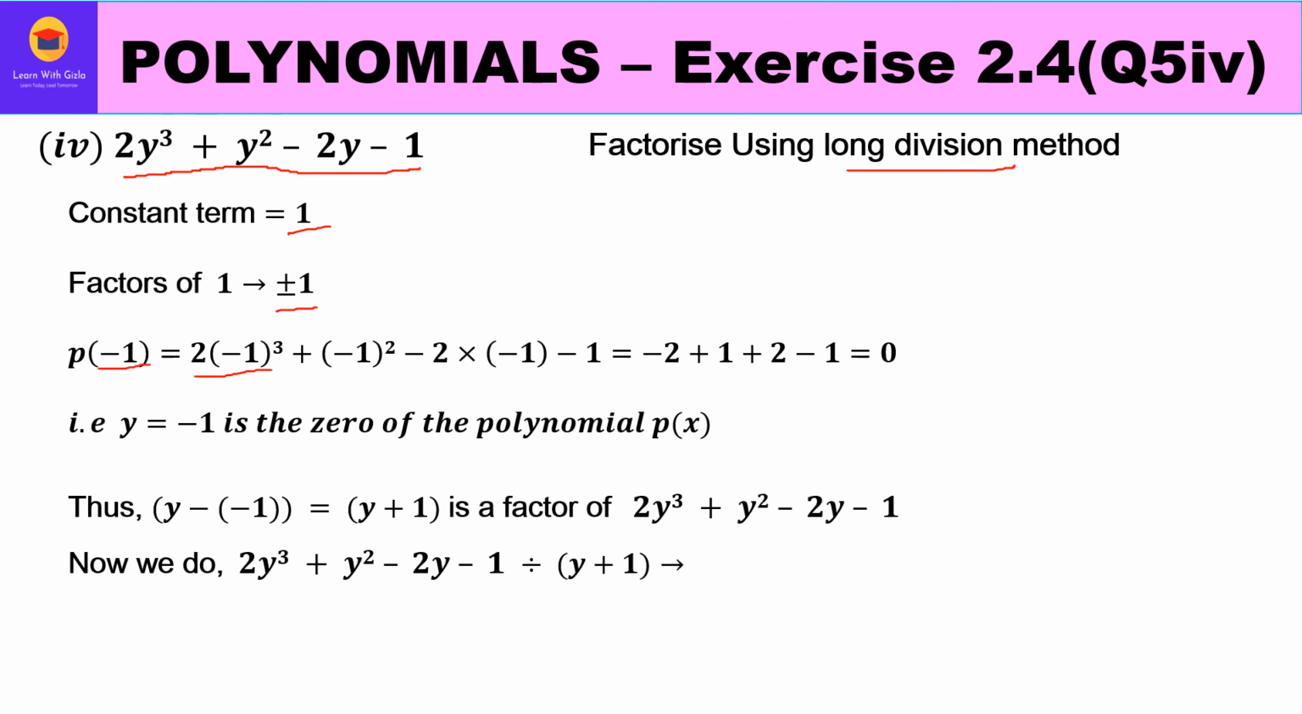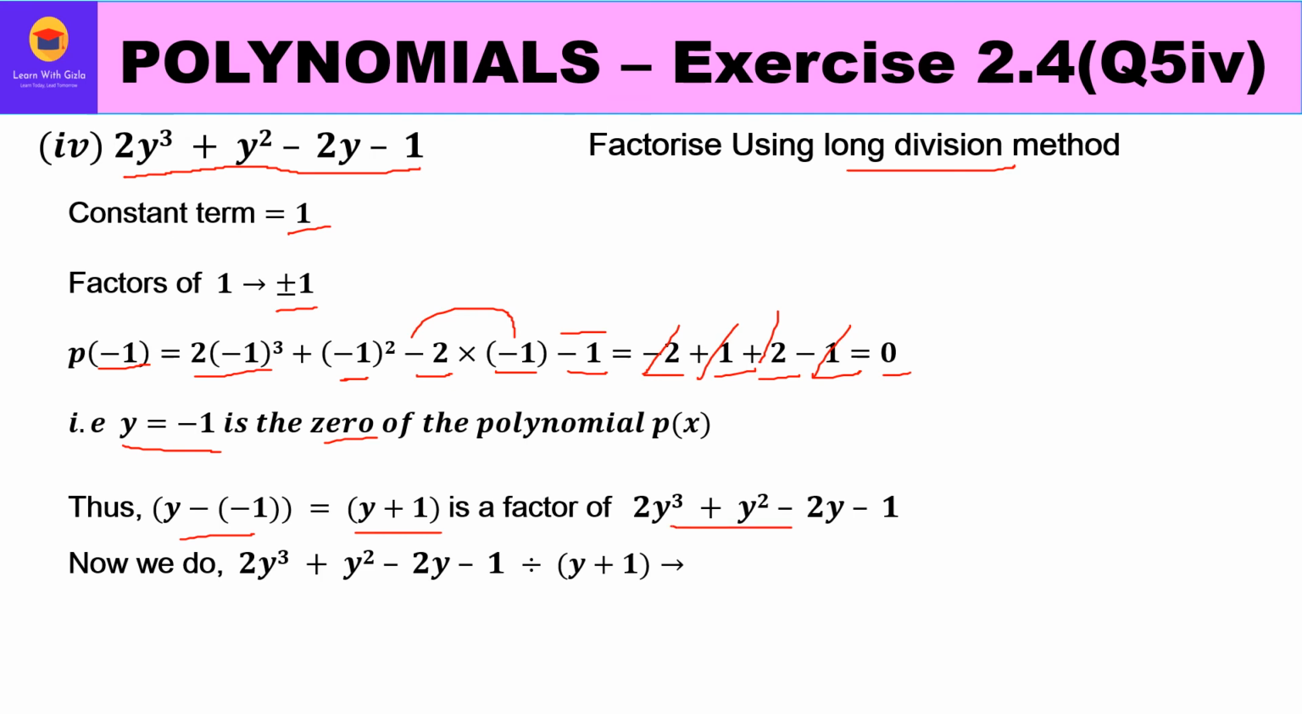So 2 into minus 1 whole cube plus minus 1 whole square minus 2 into minus 1 minus 1. Now 2 into minus 1 is minus 2. Minus 1 whole square is 1, right? Plus 1. Minus 2 into minus 1 will give you plus 2, and minus 1 as it is. Now this will cancel, right? And 0 is the value of the given polynomial at y equal to minus 1. So it is the 0 of the polynomial, right? So one of the factors will be y plus 1, because y minus minus 1 is y plus 1. So y plus 1 is a factor of this given polynomial.